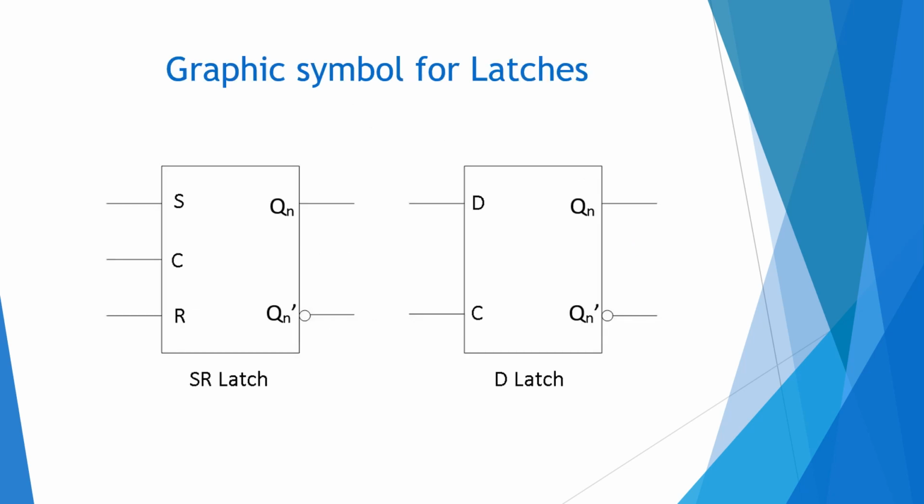So this is the graphic symbol for latches. This is the clock input for the SR latch and D latch. Here is D, and these are Qn and Qn bar. Both are complement outputs; Qn and Qn bar are complements of each other. Qn bar is shown by a bubble here.